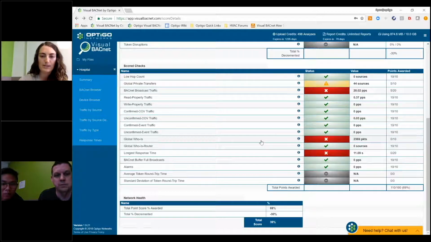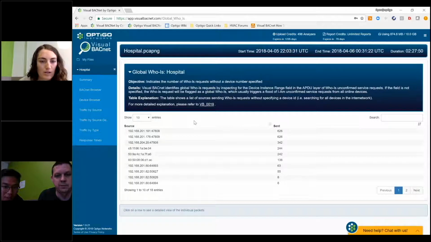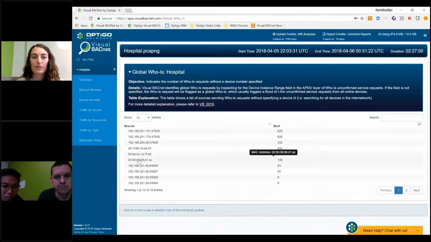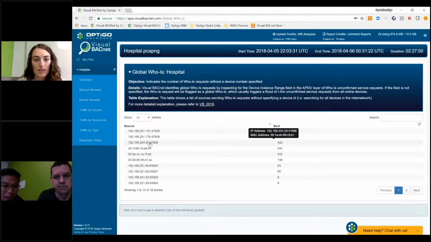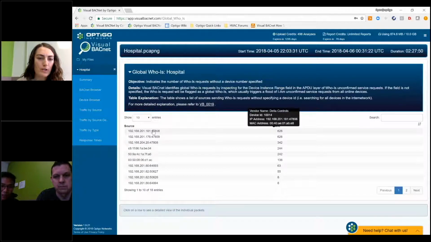Can you click on that and we can see who's sending those? Sure can. All right. So these are all the sources of who's sending it, which is quite a bit. So probably not great that you have 18 different devices that are sending global who-is on your network. That first one failed. Do you know what it is? Device 10014.